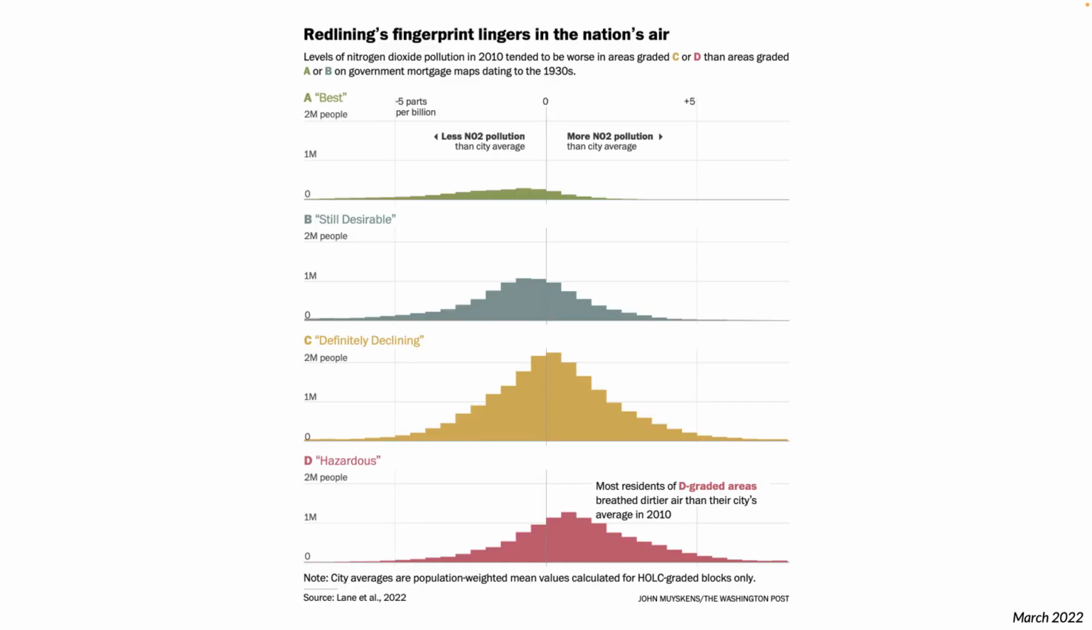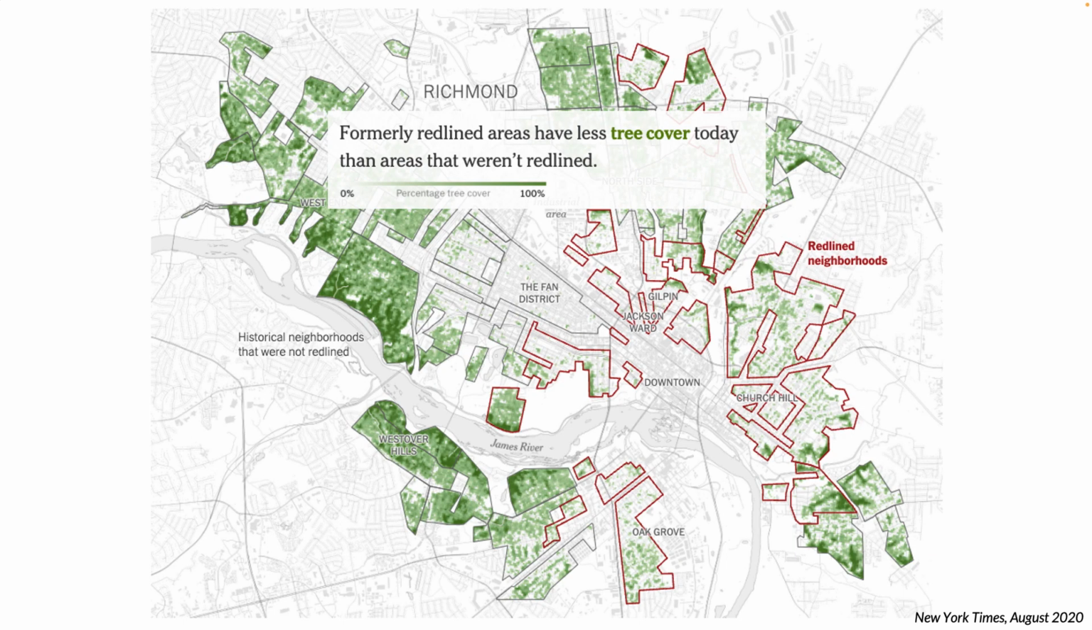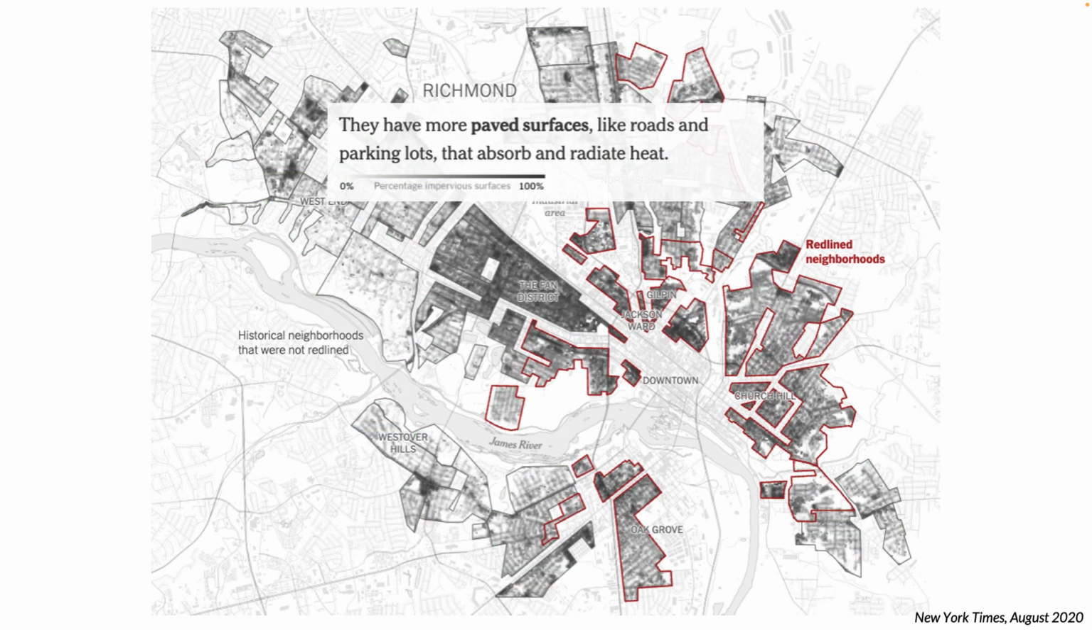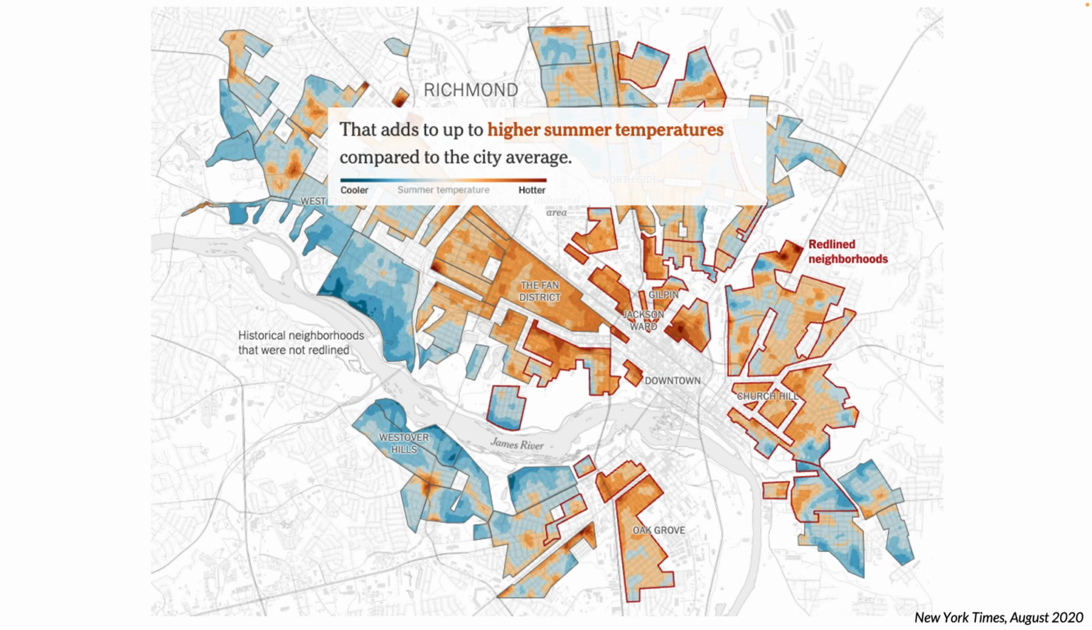In March 2022, the Washington Post did a story on air quality in redlined neighborhoods in those cities. And as you can see here at the bottom histogram, the air quality in redlined neighborhoods is markedly worse than in other areas in these cities today, based on those maps created in the 1930s and 1940s. The New York Times in August of 2020 did a story about Richmond, Virginia, and showed that tree cover was less in redlined areas. There were more paved surfaces in redlined areas, and by extension, a higher temperature gradient than in non-redlined areas in Richmond, Virginia.